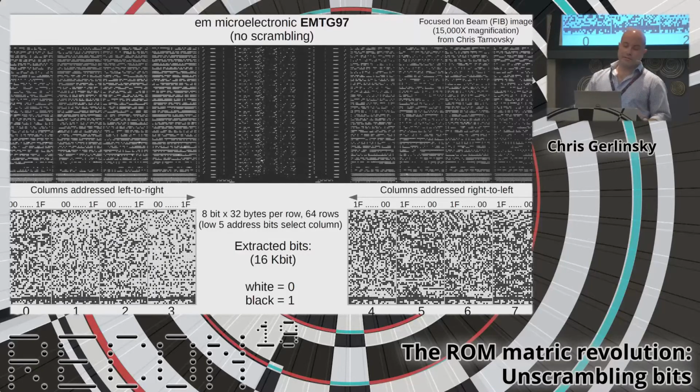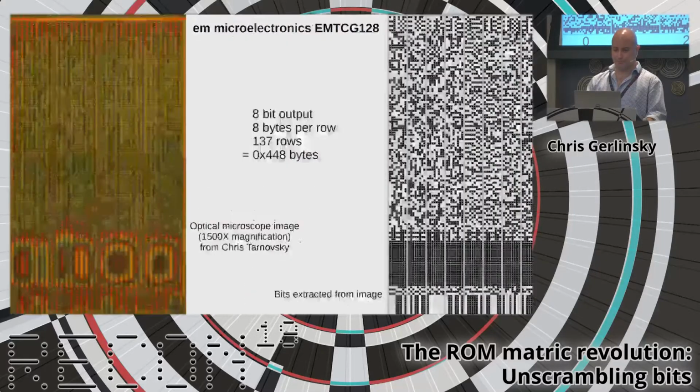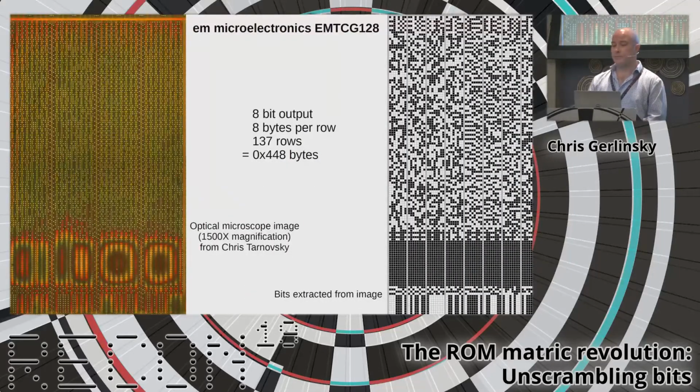So I wouldn't really consider this scrambling. This is just mirrored addressing. It's pretty direct. Once you extract the bits and you line them up in this order, you have a plain text ROM. Here's another example from the same manufacturer, from EM Microelectronics.